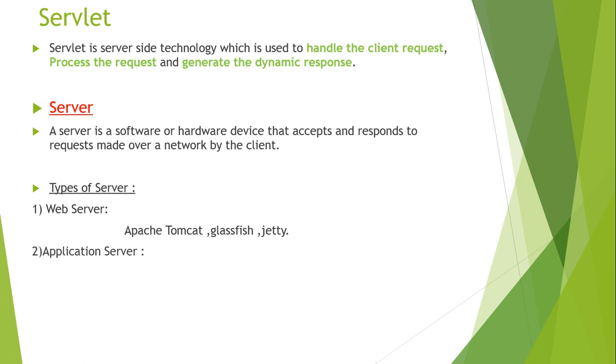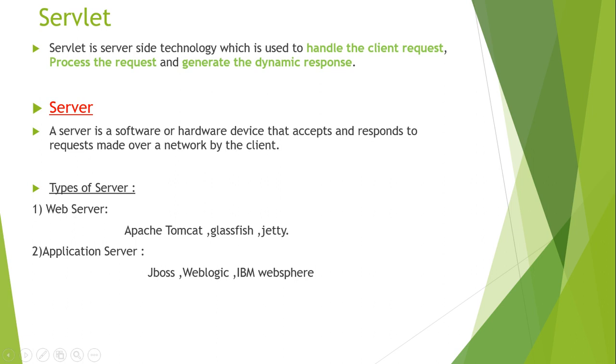The second type of server is the application server. These are JBoss, WebLogic, and IBM WebSphere. These are the application servers. So we have two types of servers: the web server and the application server. Remember one thing: the application server is more advanced than the web server. Here we are using only the web server.